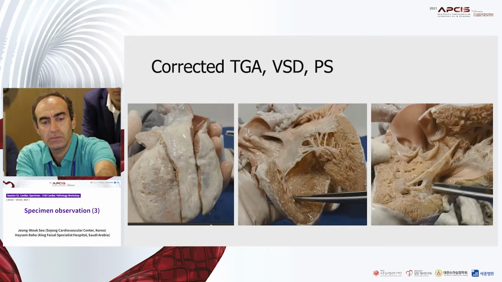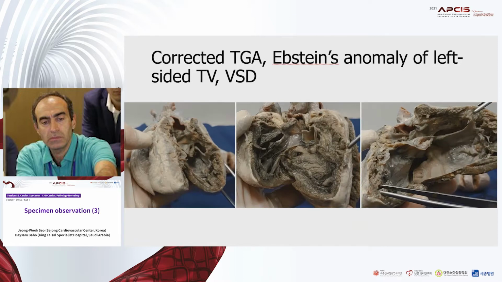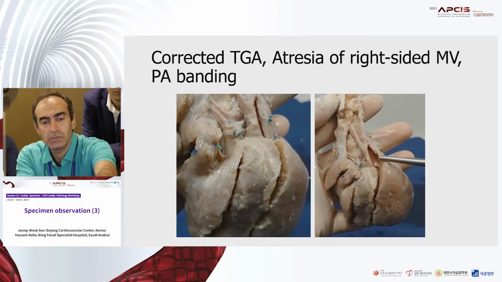Then we will see samples of corrected transposition of the great arteries with VSD and pulmonary stenosis. Corrected transposition of the great arteries with an Ebstein anomaly of the left-sided tricuspid valve with a ventricular septal defect. Corrected transposition of the great arteries with atresia of the right-sided mitral valve and a pulmonary artery banding.